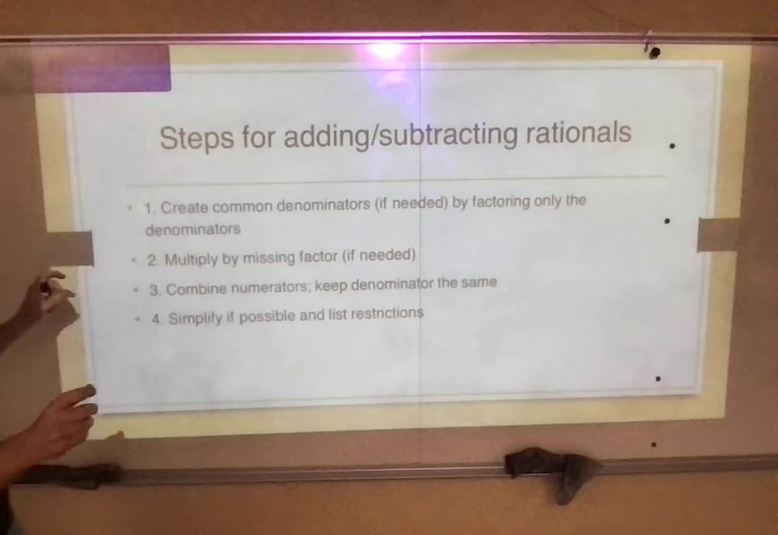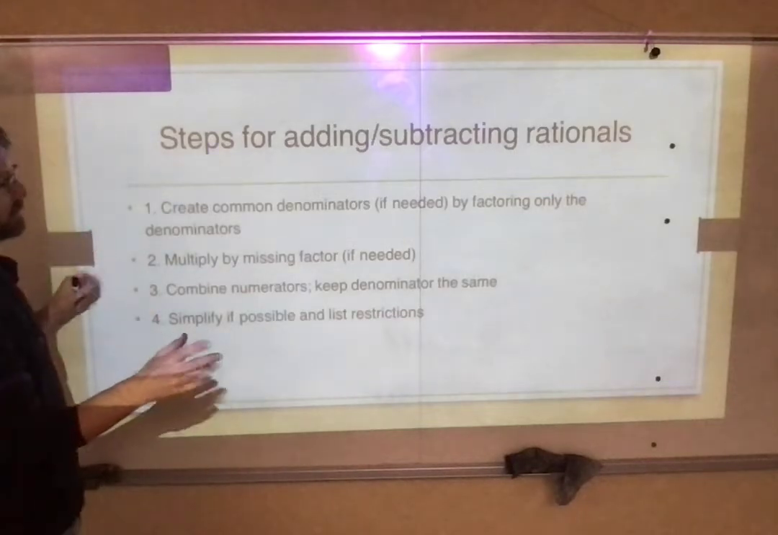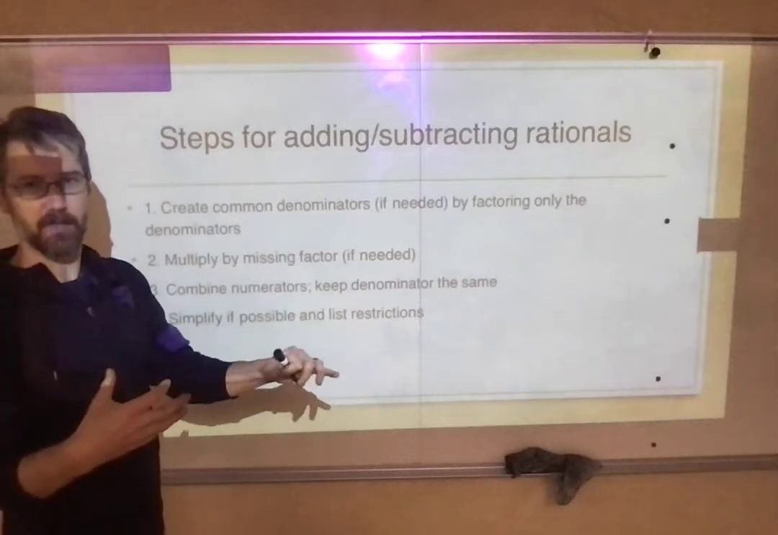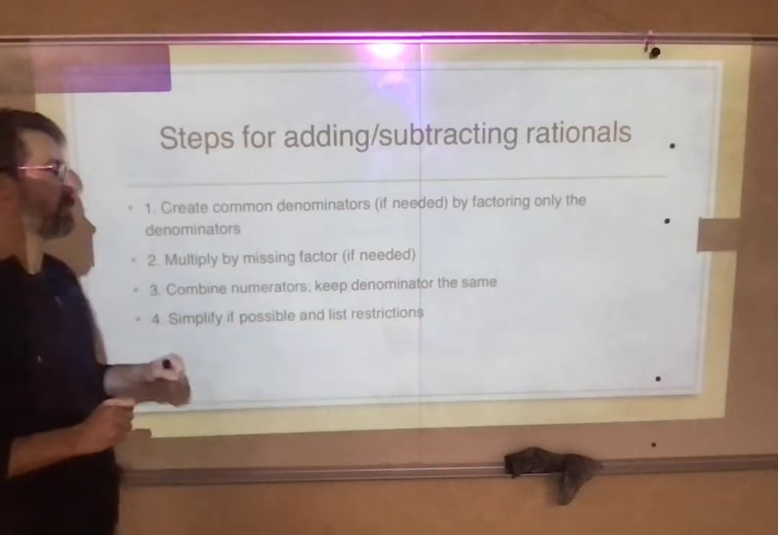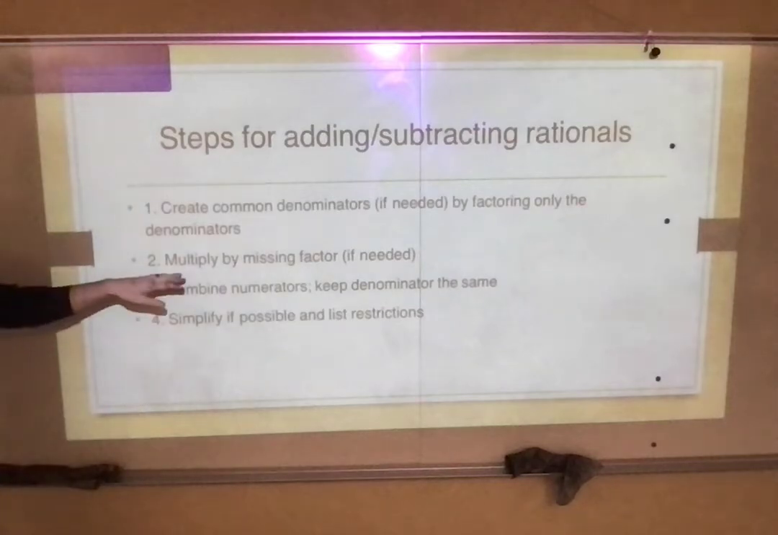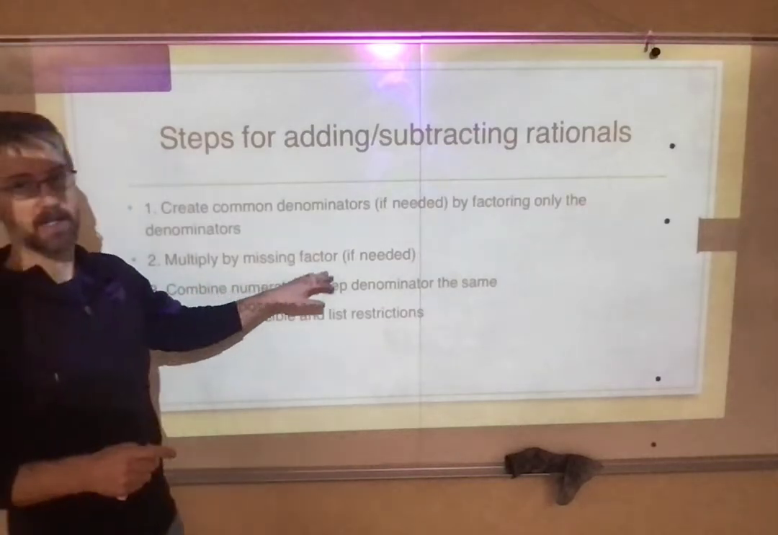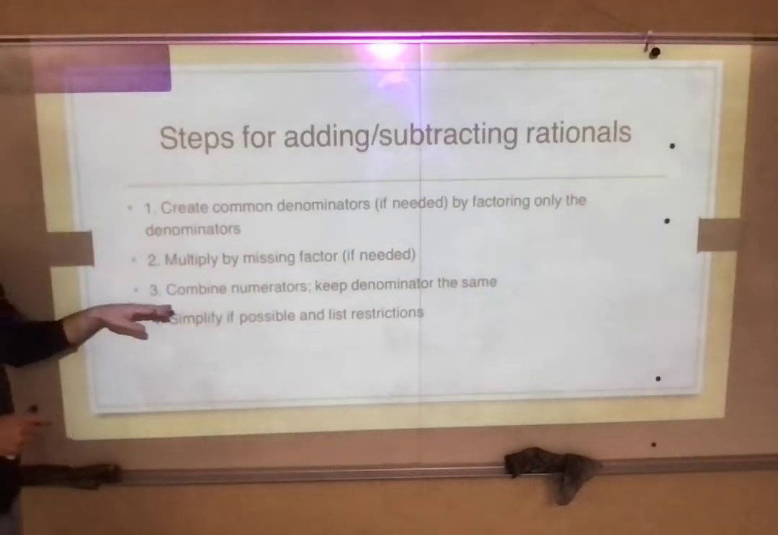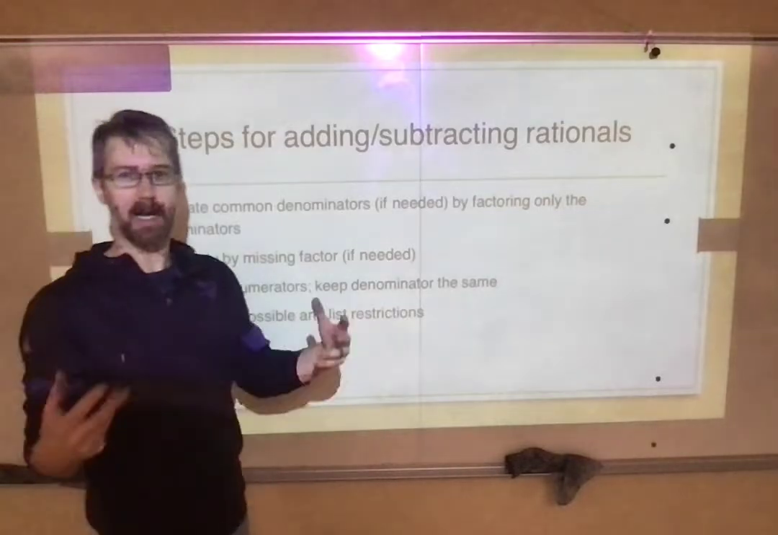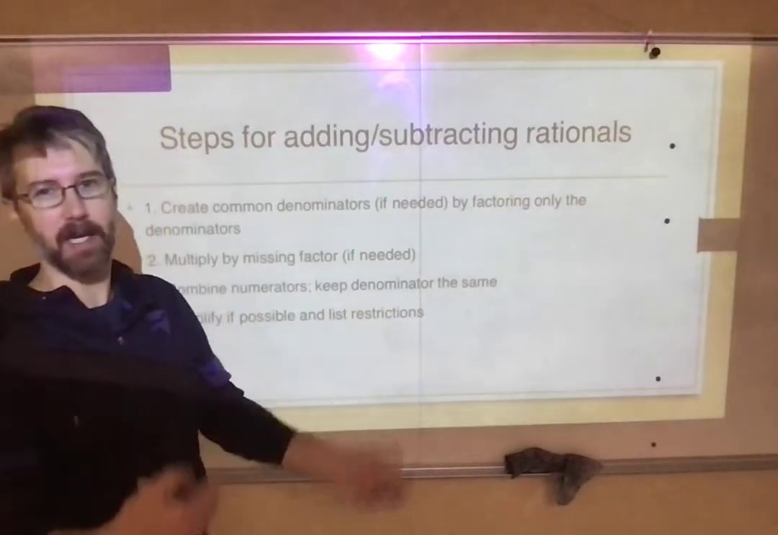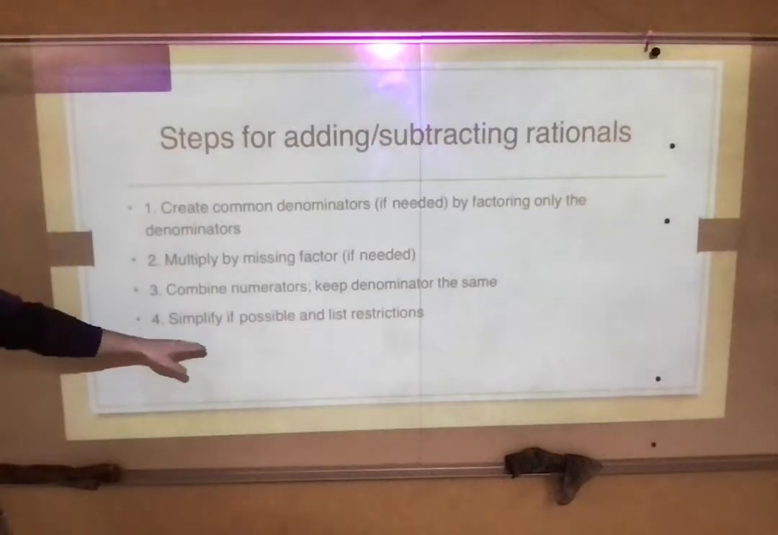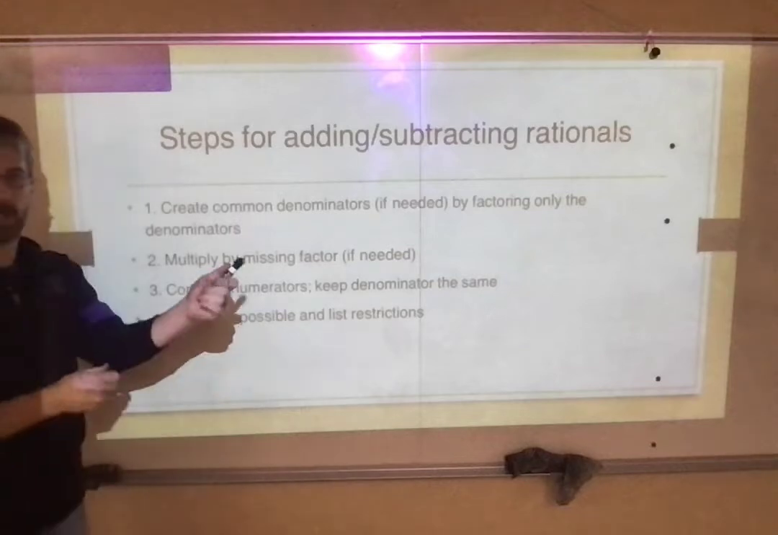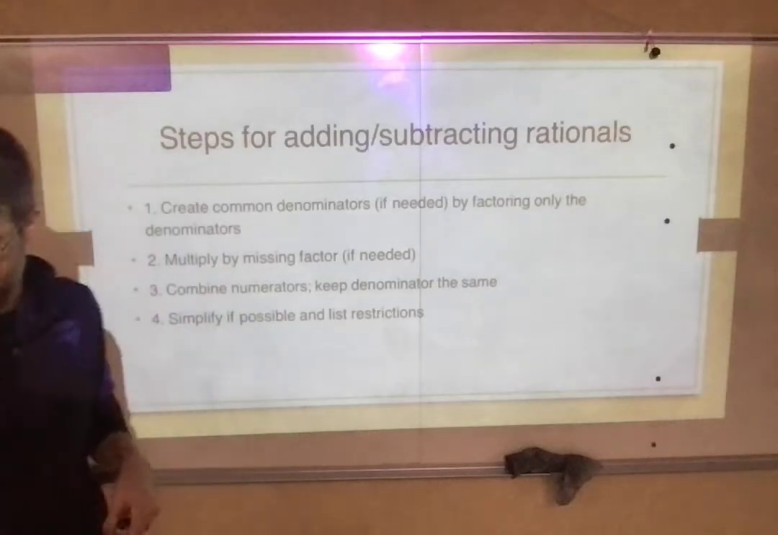But we're going to factor the denominators, right? Just the denominators in this case. We're just going to try to get the denominators to match, so that's really all we're focused on at first. All right. Then we're going to multiply by any missing factors. That's how we're going to create a common denominator. Then we're going to combine the numerators, meaning that we're either adding or subtracting what's on top after we made a common denominator. And then we'll simplify if possible and list any restrictions. So domain restrictions will again be a thing in these problems.